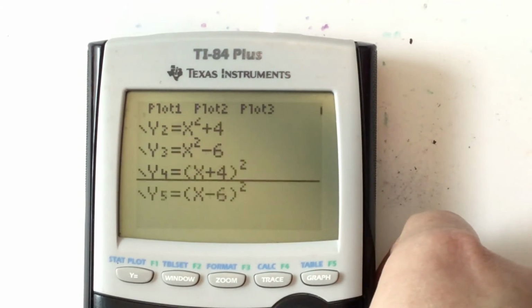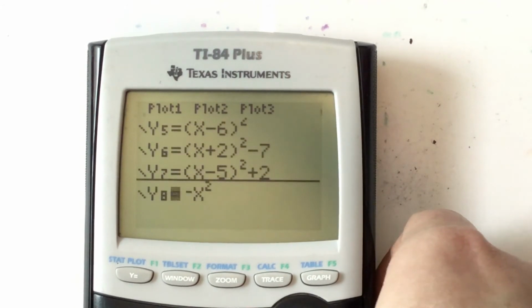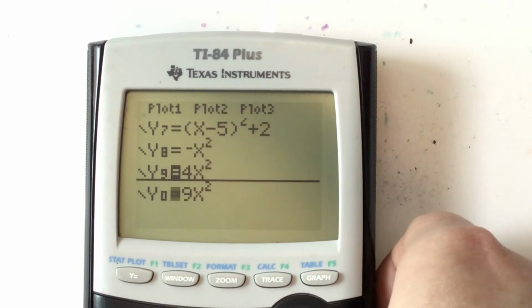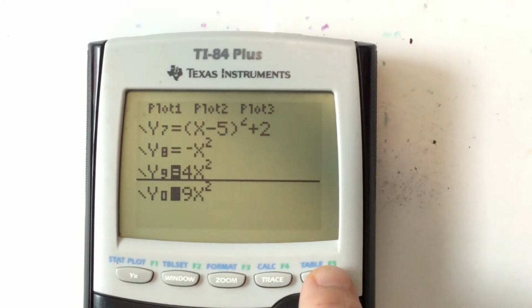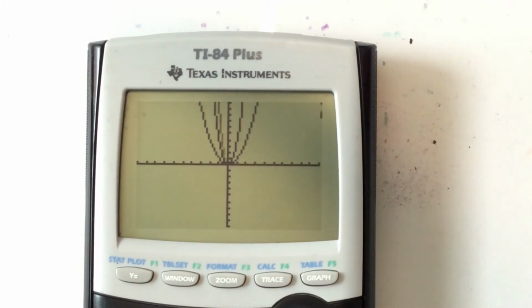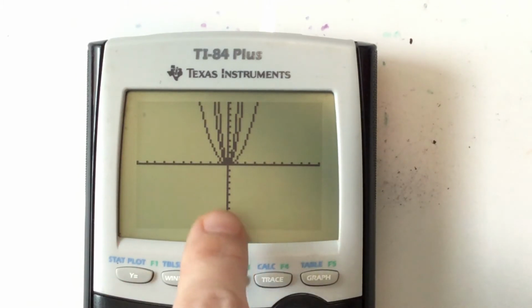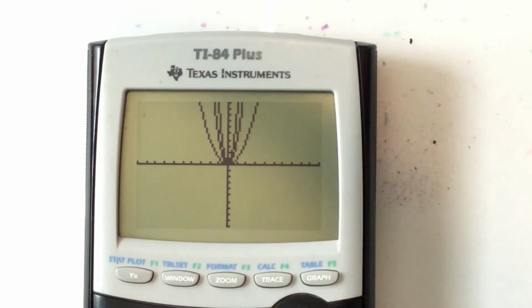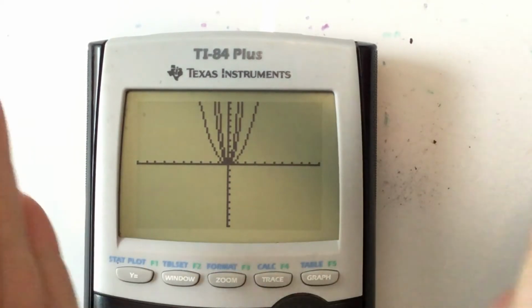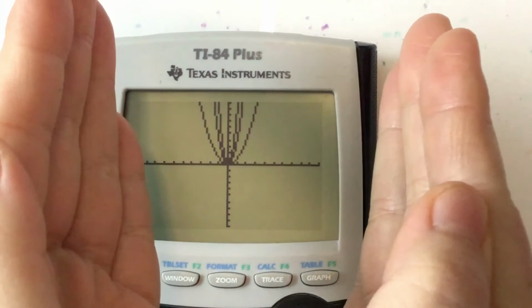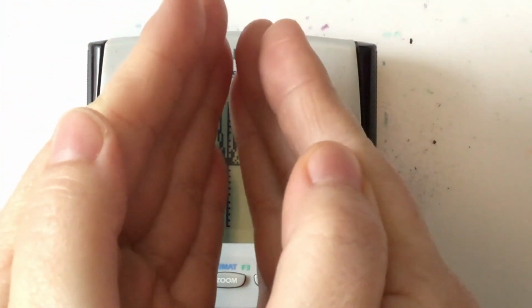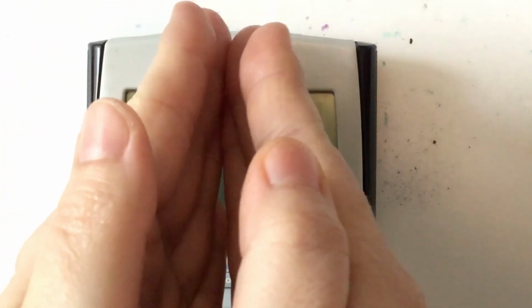And let's look at the last one I put in here for us. The last one has a 9 in front. So let's look at what happens when it has a 9 in front. Ah, so the bigger the number in front, the skinnier the graph. And we say in Algebra 1, the more vertically stretched the graph. So as the number in front gets bigger, the graph gets skinnier, which we call getting vertically stretched.